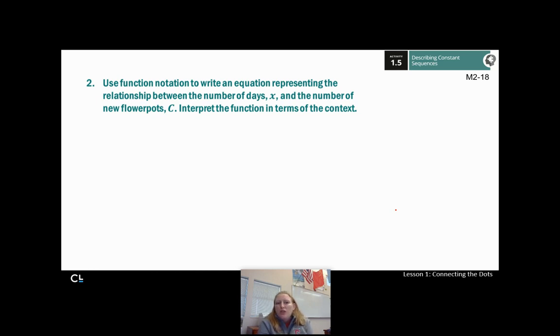Can you use function notation to rewrite your equation representing that relationship between the number of days X and the number of new flower pots C? So basically take your explicit formula and just rewrite it in function notation. Go ahead and hit pause to work that out and hit play when you're ready to check your work.